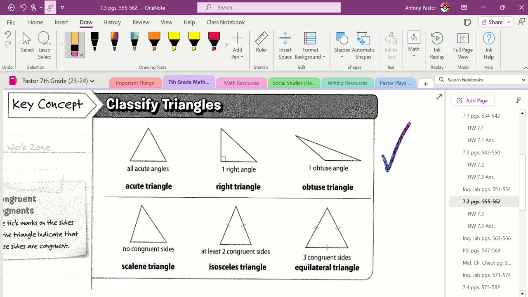Not a J-lean triangle, a scalene triangle. Who said J-lean over there? I'm trying to name a triangle after you. Shh.